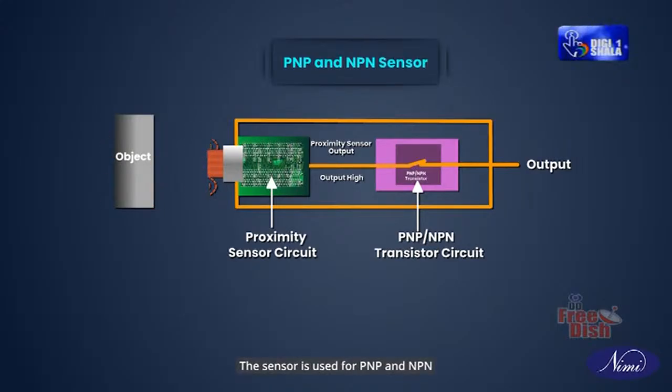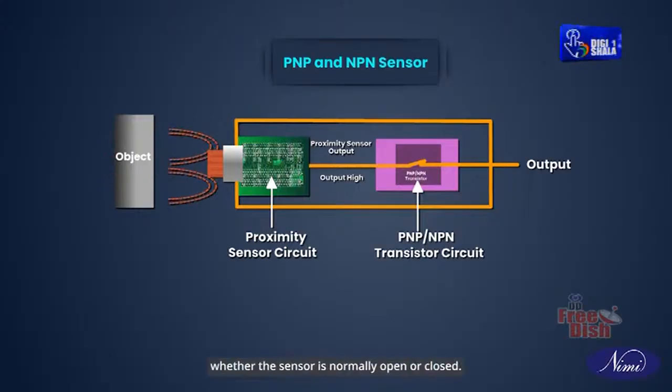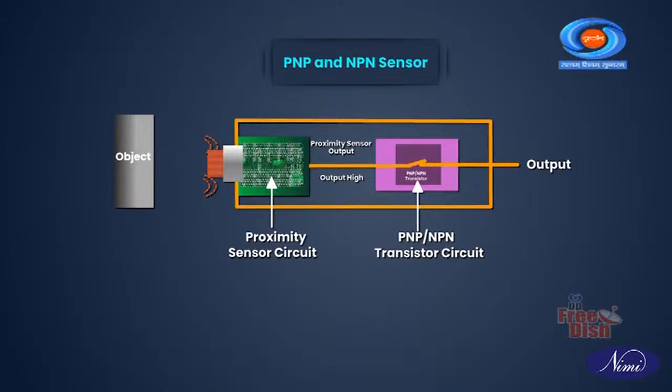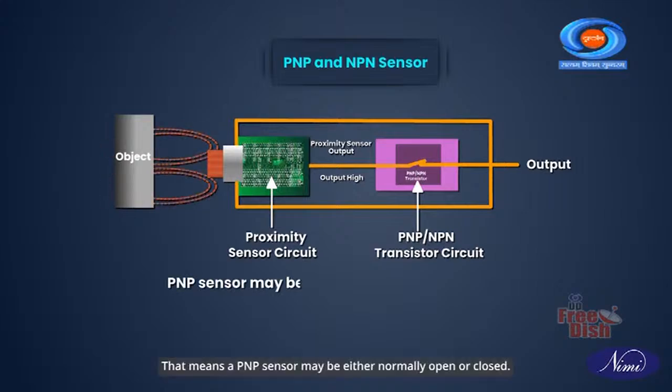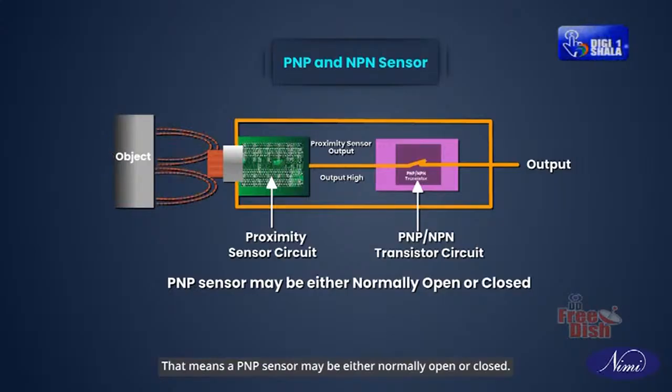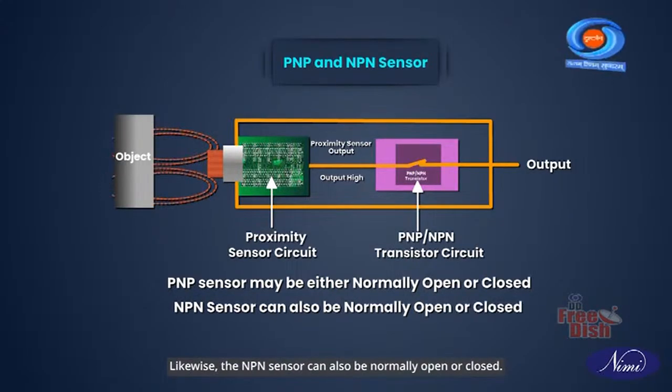Whether the sensor is PNP or NPN has nothing to do with whether the sensor is normally open or closed. That means a PNP sensor may be either normally open or closed. Likewise, the NPN sensor can also be normally open or closed.